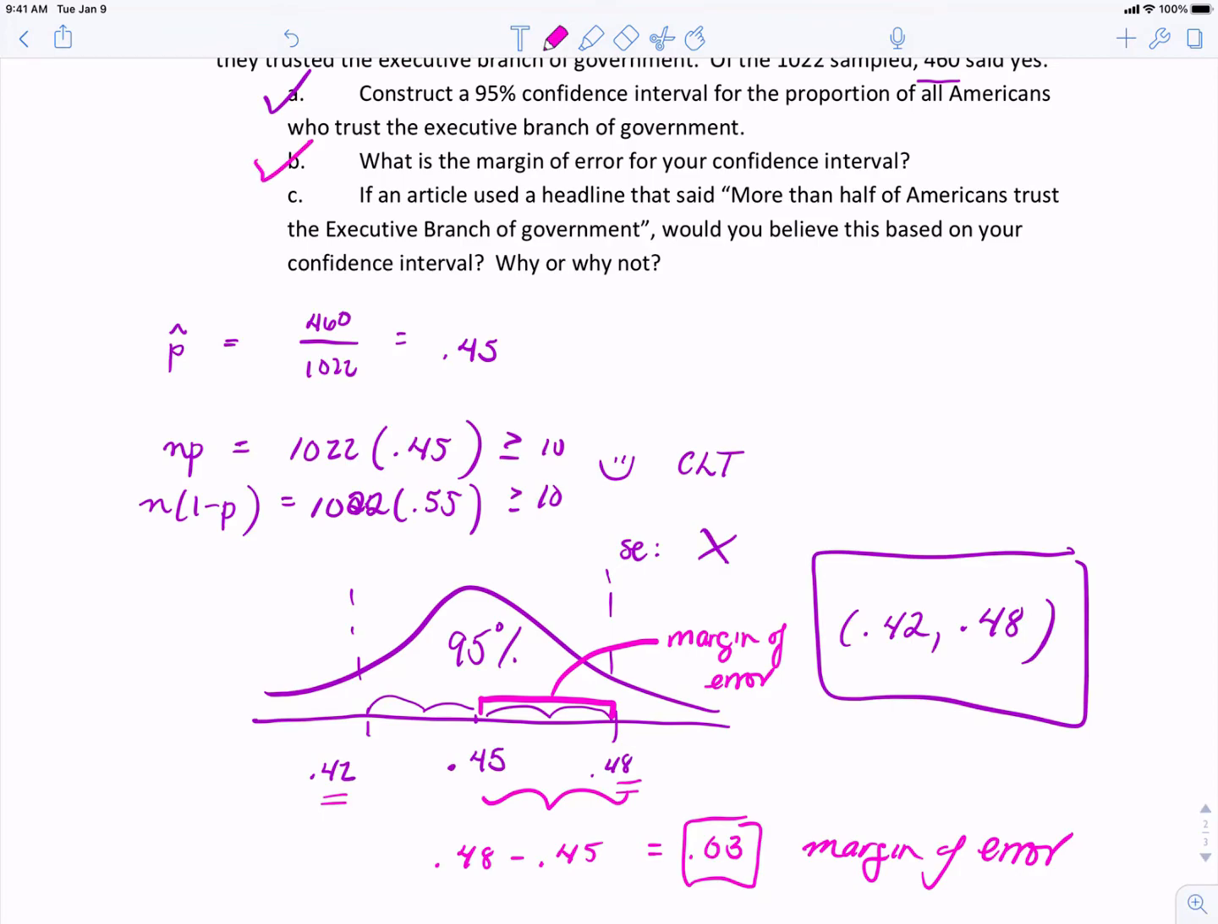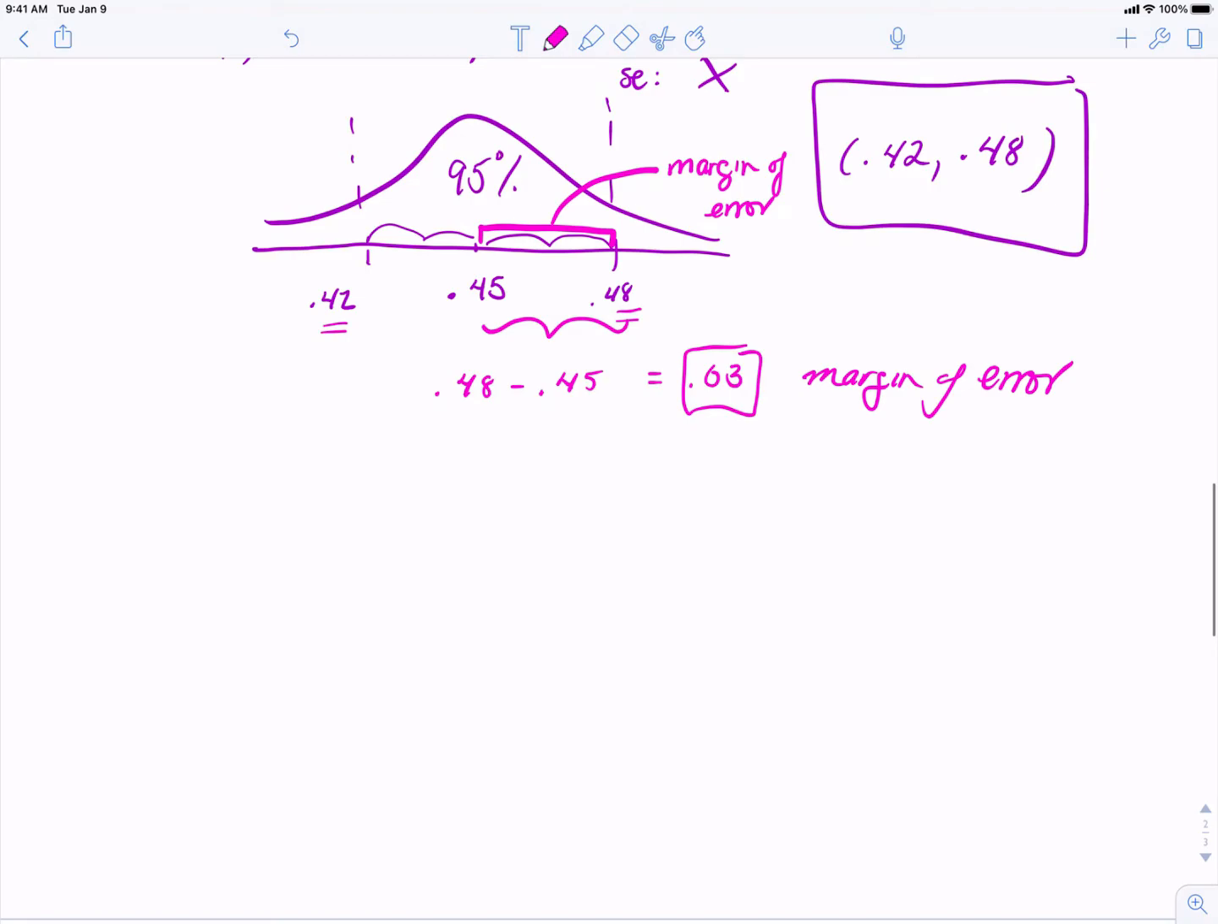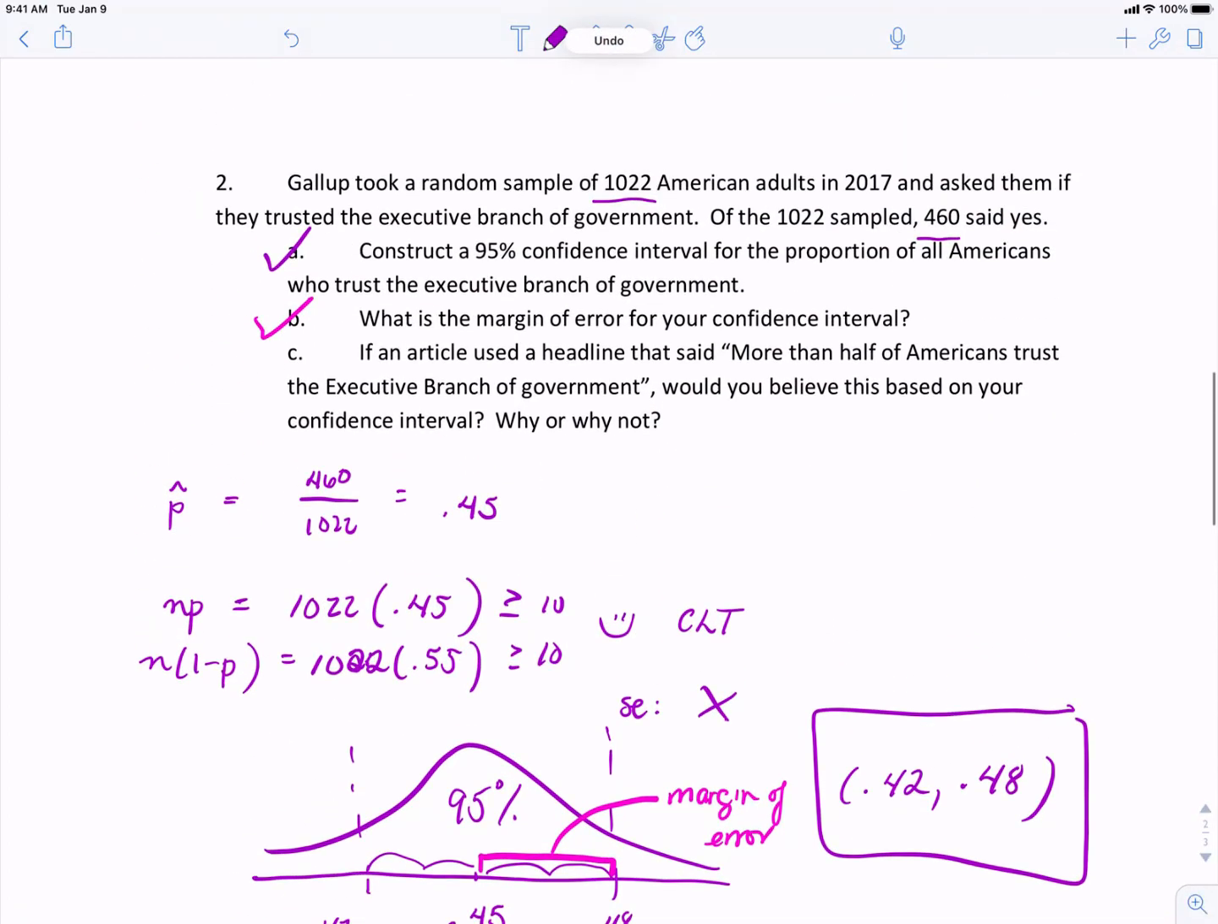Okay. If an article used the headline, "More than half of Americans trust the executive branch," would you believe this based on your confidence interval? Why or why not? Well, remember, more than half would be 50%. So 50% would be right here. Now, where's our interval? Our interval goes from 42% to 48%. Notice that our interval is below 50%. So is 50% a believable value for the population proportion? No.